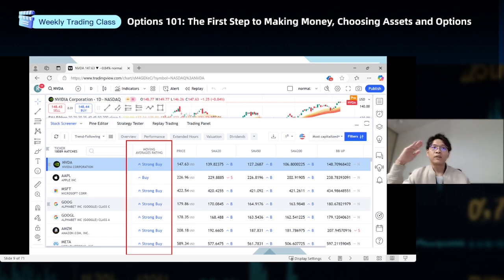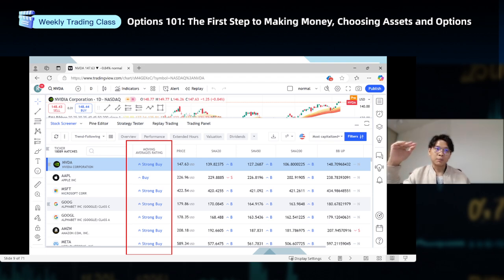But when the SMA 20 is below 50 and the 50 is below the 200, which means that it is in a very clear downtrend, that will rank it as a strong sell. So this is what the strong buy, the buy, the neutral, the sell, and the strong sell mean. Strong buy means that the SMA 20 is above the 50 and the 50 is above the 200.